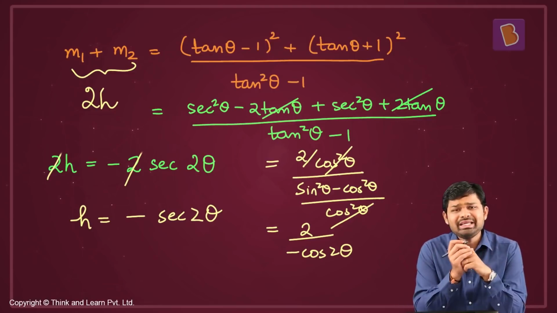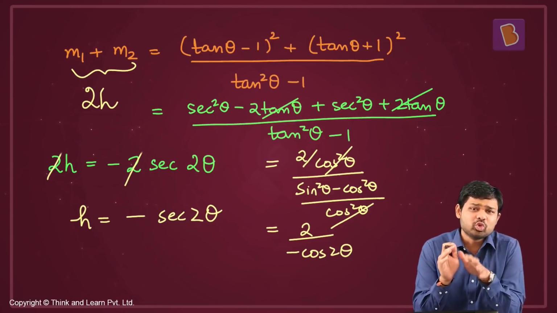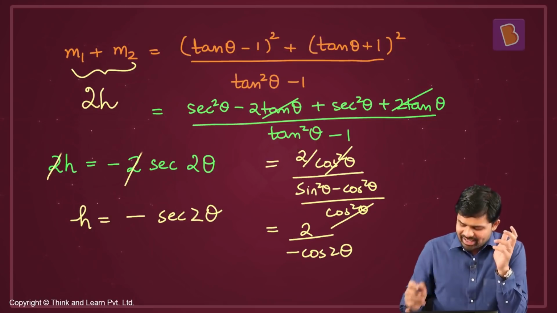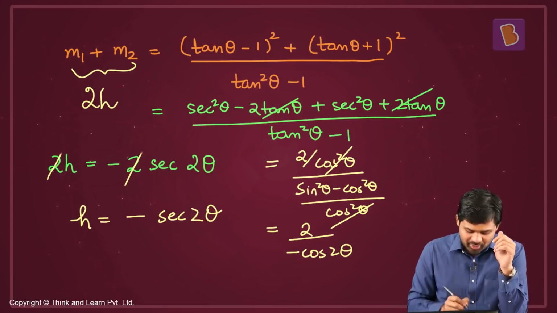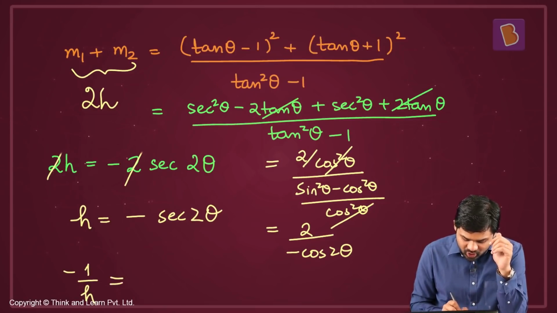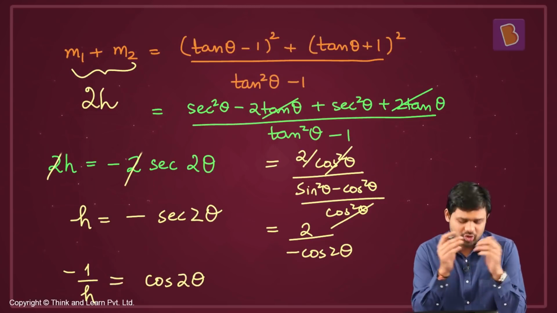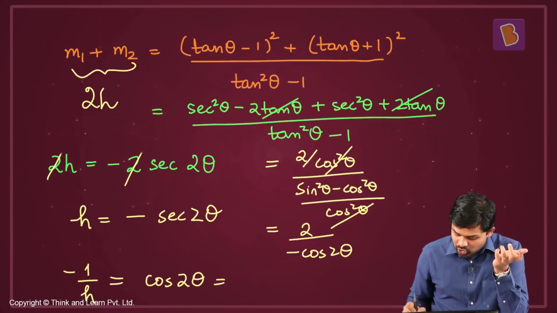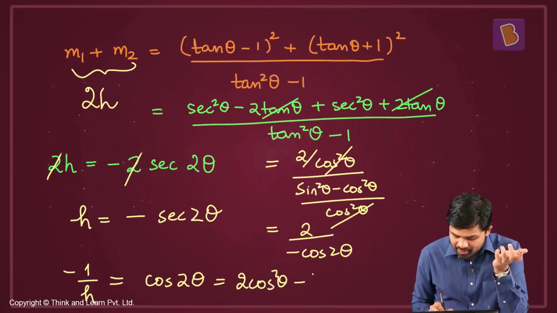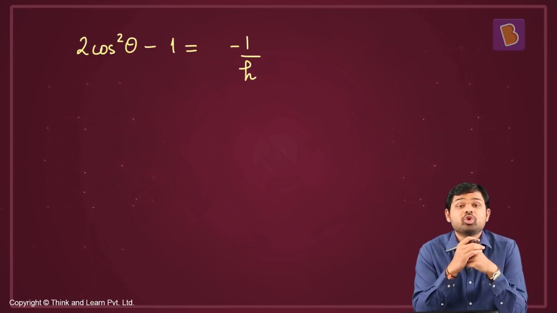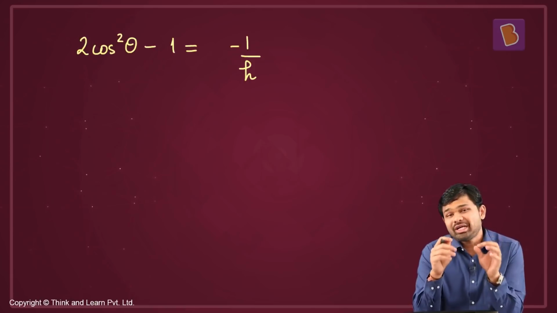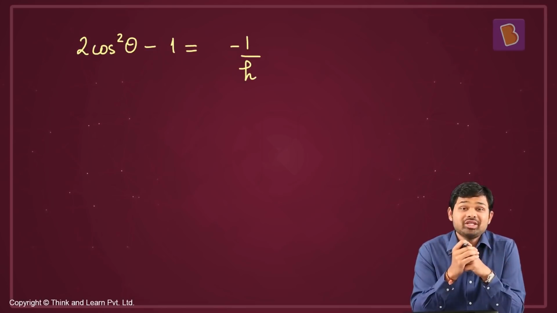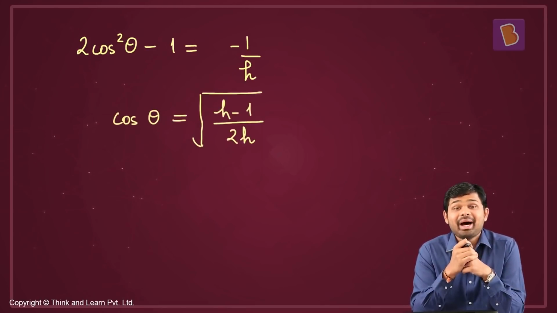So I'm not going to write this as minus secant 2 theta because in the expressions nowhere do I have a secant appearing. So let's write it in a slightly different way. I'm going to write minus 1 by h equal to cos 2 theta. Correct? So cos 2 theta is nothing but 2 cos square theta minus 1. So minus 1 by h is equal to 2 cos square theta minus 1. So cos theta, if I take the minus 1 on the other side, divide by 2 later on and take a square root, cos theta is going to be under root of h minus 1 by 2h.